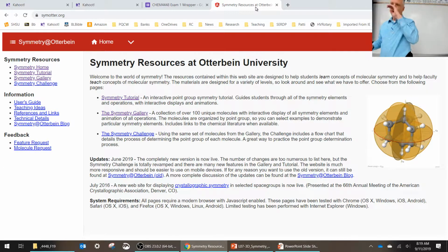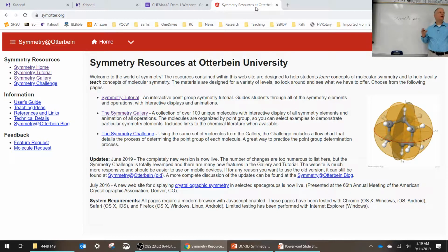And so they've got a new website. It used to be a really long name. Now they've called it symotter.org. So that's the place where you can go to learn all about the symmetry elements and to assign point groups.